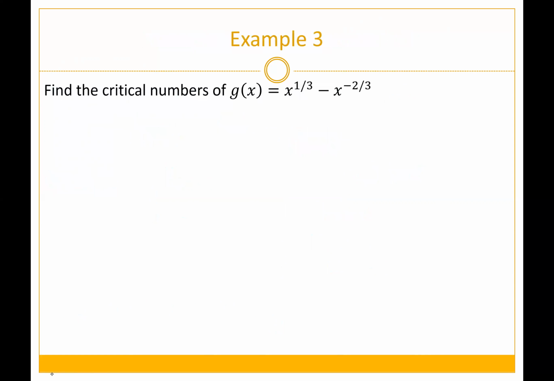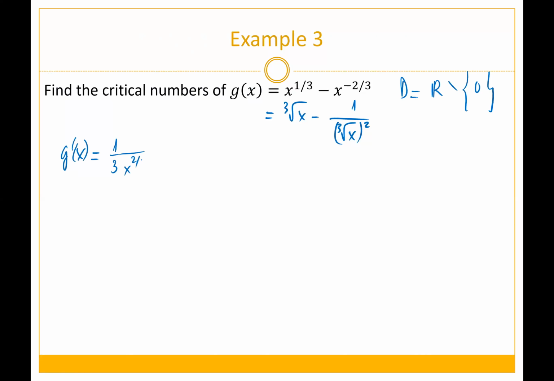Now go to the next example. Find the critical numbers of this. This is when you have to be careful, and always the first step is to identify the domain. Here you have the cubic root of x minus 1 over the cubic root of x squared. So the domain here doesn't include 0. When you find g prime of x, you have 1/3 of x to the negative 2/3 plus 2/3 x to the negative 5/3.